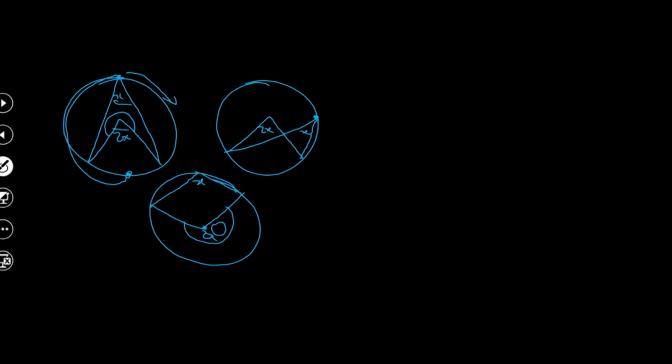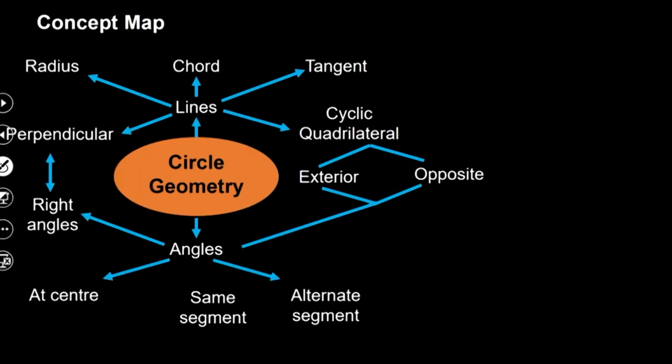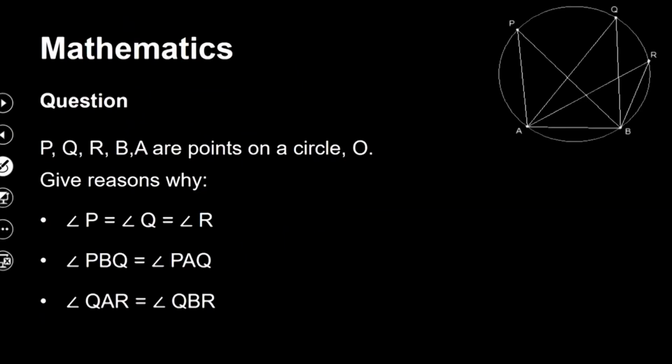Why I'm bringing this up is because not all of the questions we're going to be solving show this theorem as this first one that I have here. At times it looks like that, or at times it looks like the C there. Now, the question is, P, Q, R, B, and A are points on the circle with center O, right? Give reasons why. 1, the angle P, which is this angle, is equal to the angle Q and is equal to the angle R, right?